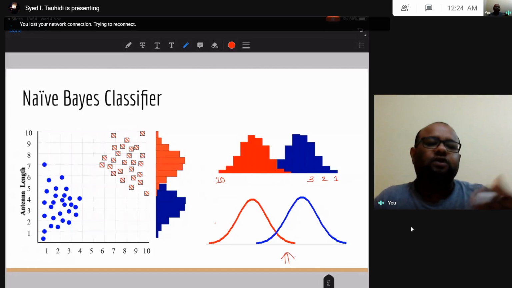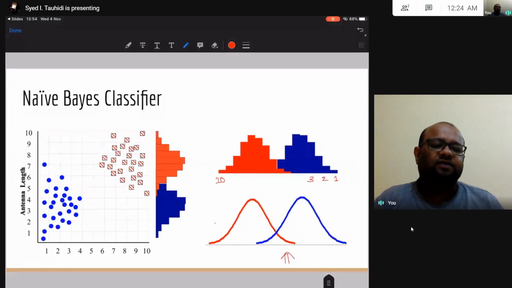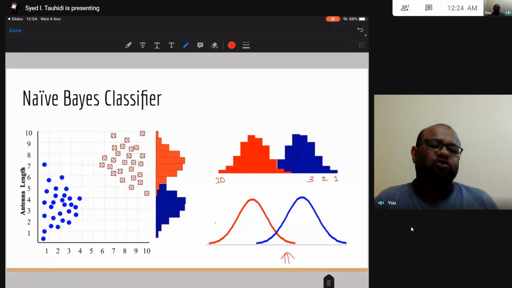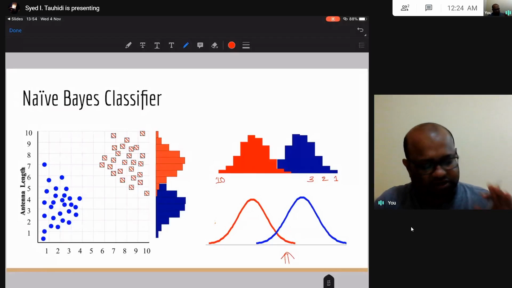We could have found the mean and standard deviation or variance, and that would have given us the normal curve directly. But here, just for ease of visualization, first we are creating this histogram and then we are fitting this normal curve. Alright, so this is what we have.